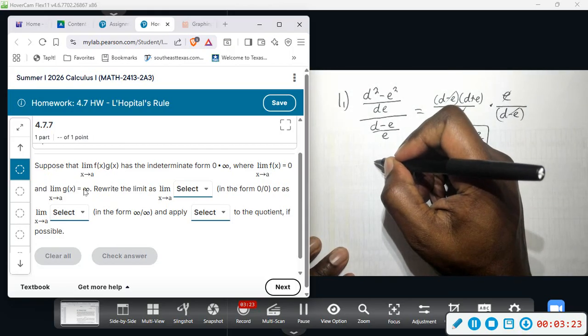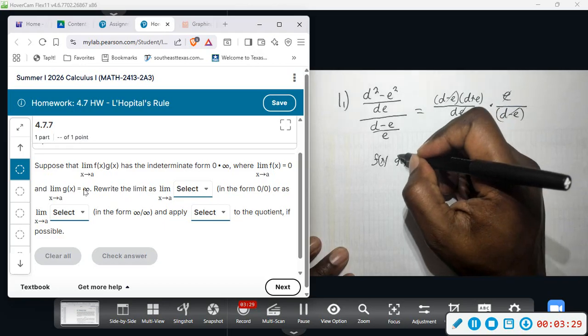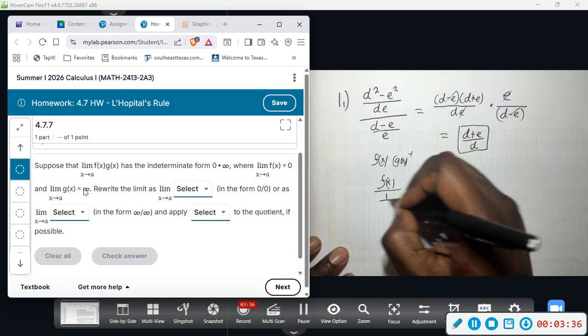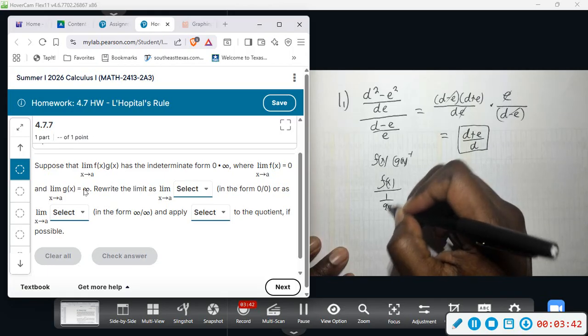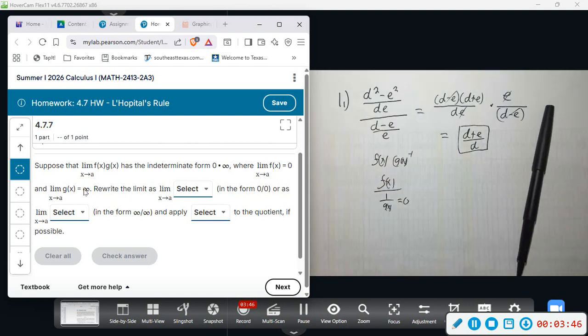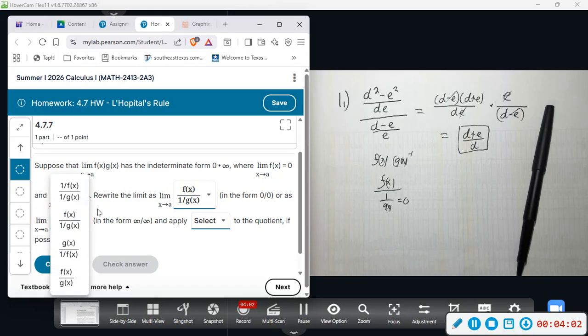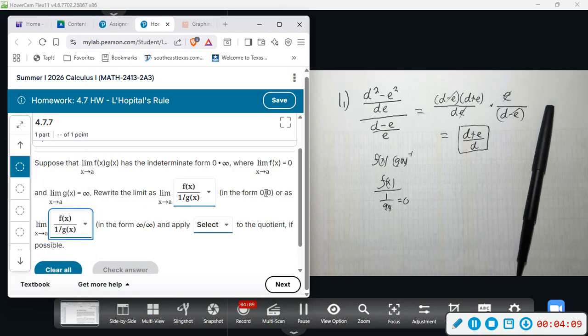If I have f times g of x, we're going to write this as g to the negative 1 power. We're going to rewrite it, so this will be f over 1 over g of x. Now, as g of x goes to infinity, this fraction overall goes to 0. So we're going to just rewrite it in that term. So it says rewrite the limit as x approaches a of f of x over 1 over g of x. Or I'm sorry, you can do both forms.